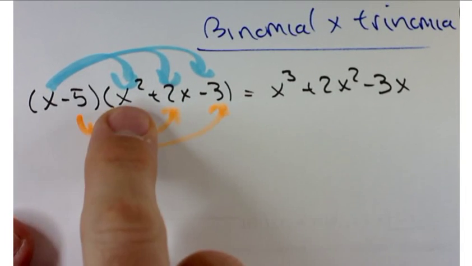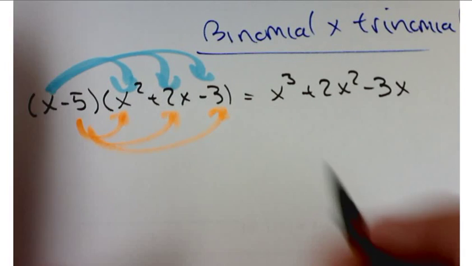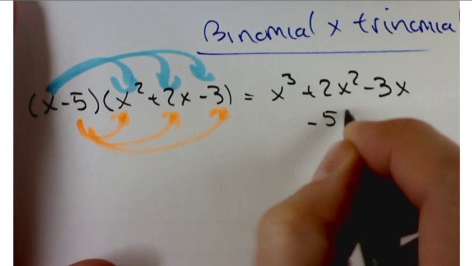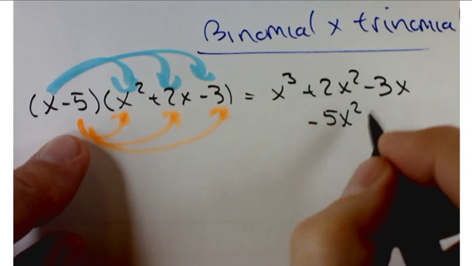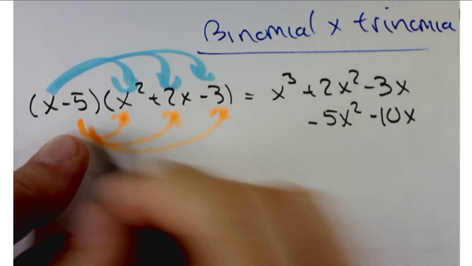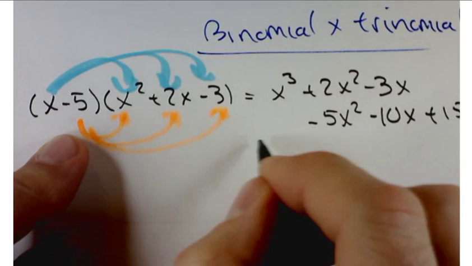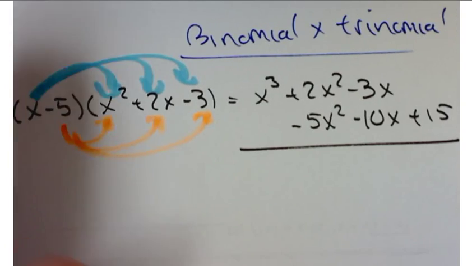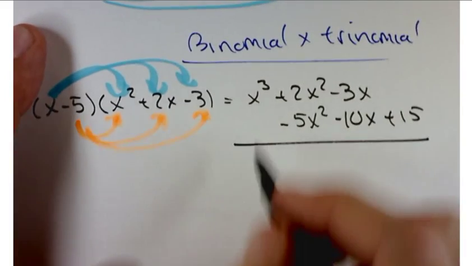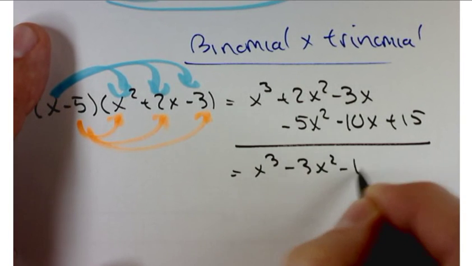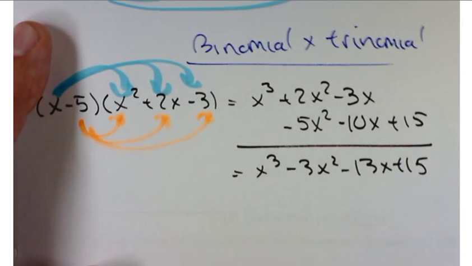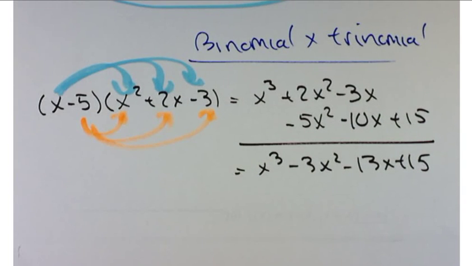When I distribute the minus 5, what do we get? Minus 5 times x squared gives you negative 5x squared. Let's write it right here. Why am I writing it right there? Exactly. So they line up. It's easier. Minus 5x squared minus 10x plus 15. Now notice the last one doesn't line up with anything, but that's okay. I just put it over here. If I combine like terms, I get x cubed minus 3x squared minus 13x plus 15. Yay.